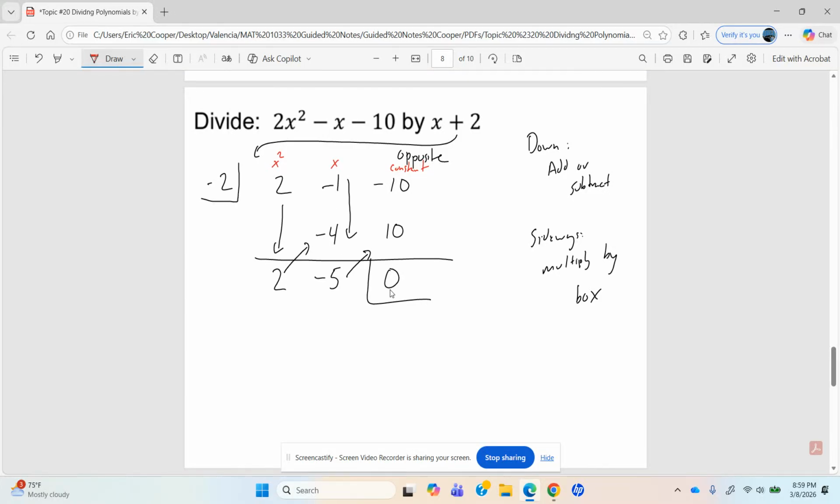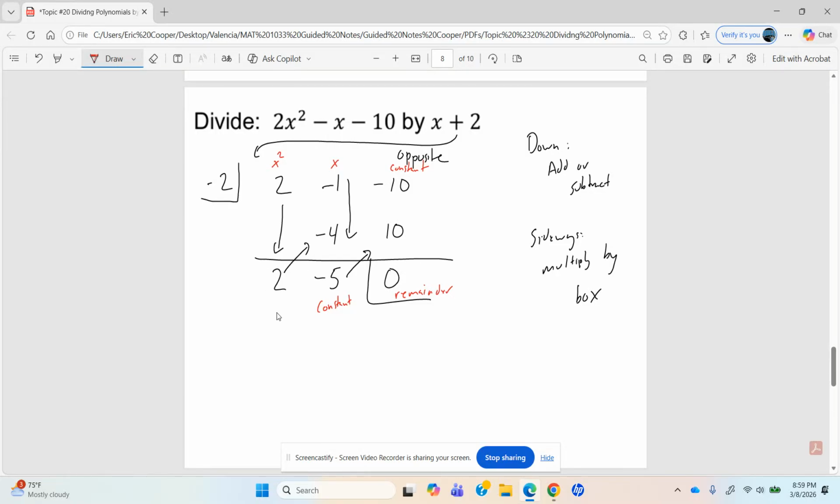Now when we get down to our answer, it's very similar, except this box here is our remainder. So if we have a number left here in our box, that's our remainder. Because we have a 0, that tells me we don't have a remainder. It goes in perfectly. This goes perfectly into this. The first number after the remainder is the constant.